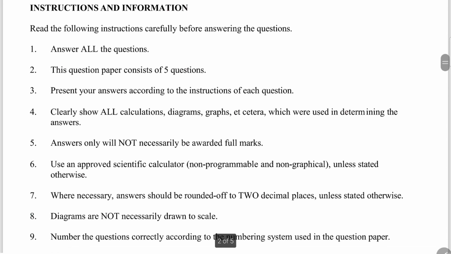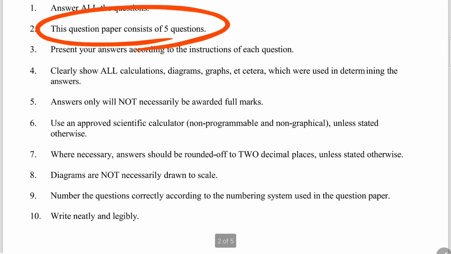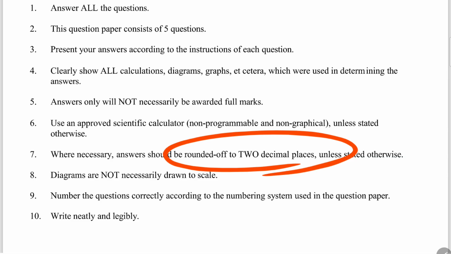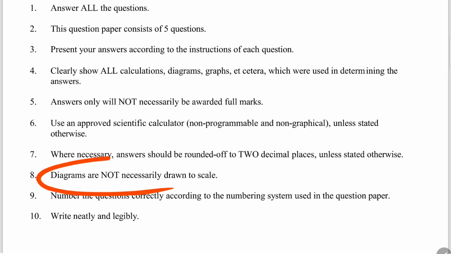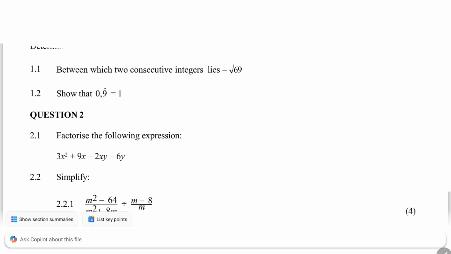So moving on to the instructions, just keep in mind that there are a total of 5 questions in this exam paper. Make sure to round off your answers to 2 decimal places unless stated otherwise, and the diagrams are not necessarily drawn to scale. Okay, so with that being said, let's get into question 1.